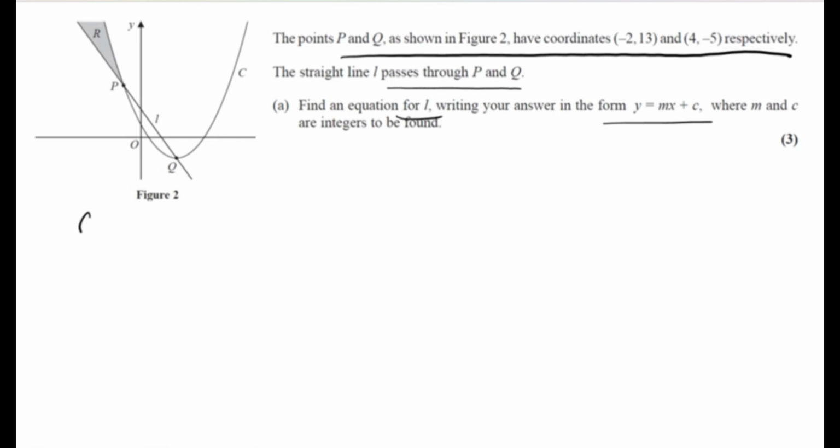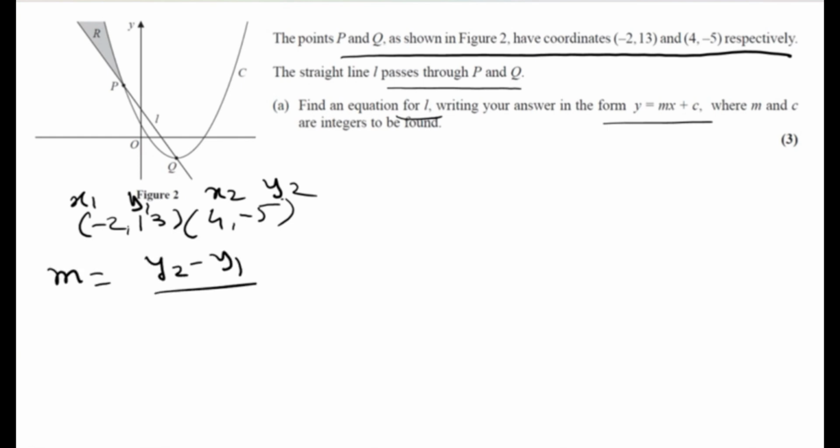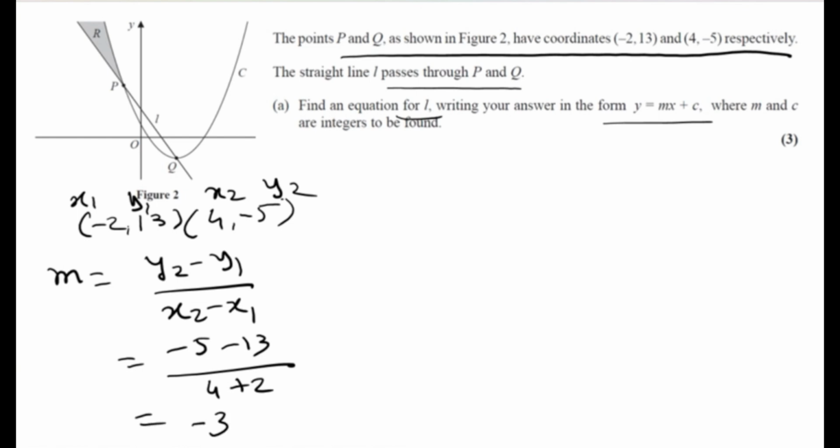So my coordinates are (minus 2, 13) and (4, minus 5). This is my x1, this is my y1, this is my x2, this is my y2. The formula to find the gradient m is equal to y2 minus y1 over x2 minus x1. So that means minus 5 minus 13 over 4 plus 2. When you simplify, it will give you minus 3.